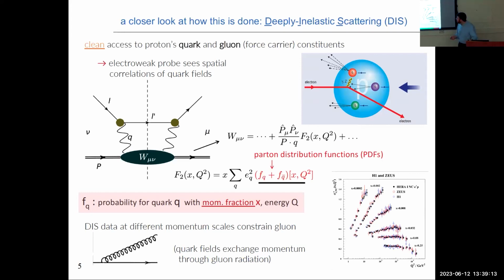How exactly is this done? I think many of you know it's done through deeply inelastic scattering. The idea is that in DIS, you have a very clean process that allows you to access the quark substructure of the proton. What you do is take some external probe, an electron or some electroweak gauge boson that interacts via exchange from the electron and the proton, and that essentially resolves the quark-like structure inside the proton.